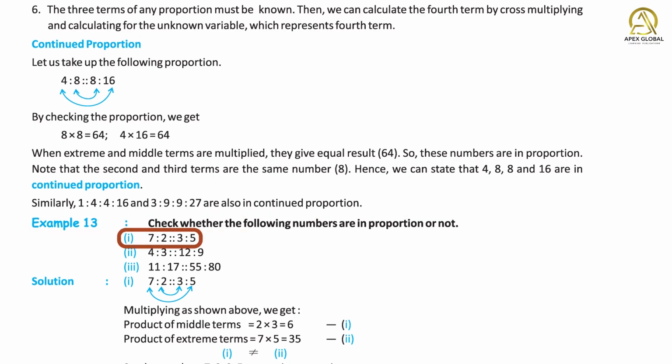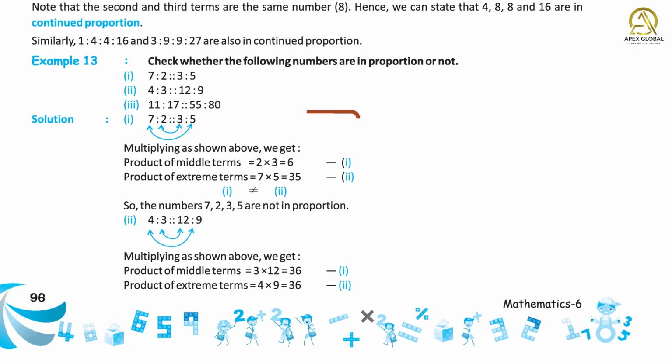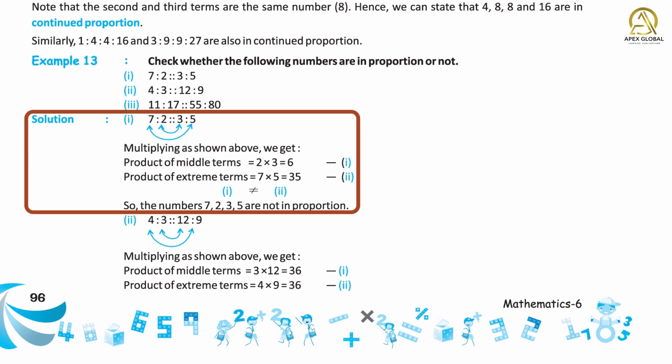First, 7 ratio 2 is to 3 ratio 5. Second, 4 ratio 3 is to 12 ratio 9. Third, 11 ratio 17 is to 55 ratio 80. Solution. First, 7 ratio 2 is to 3 ratio 5. Multiplying as shown above, we get product of middle terms equals 2 into 3 equals 6. First statement. Product of extreme terms equals 7 into 5 equals 35. Second statement. First statement is not equal to second statement. So the numbers 7, 2, 3, 5 are not in proportion.